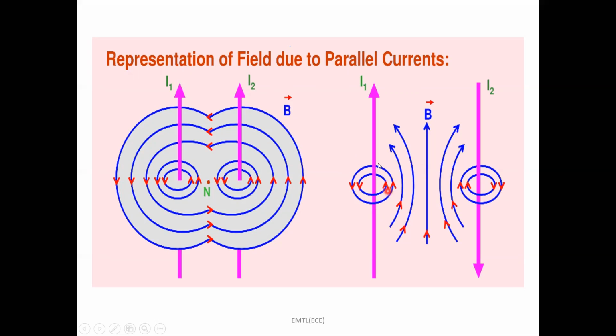Whenever the current flows in opposite directions inside the conductors, then you observe that the magnetic field directions in both are the same. That's why a repulsion takes place here. So this is the representation of the magnetic field developed due to parallel currents when they are in the same direction and in opposite direction.